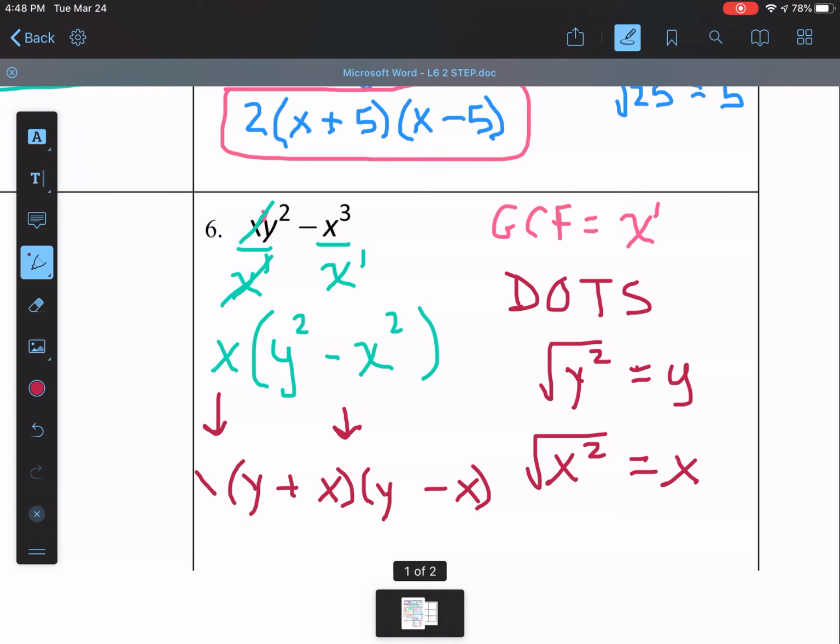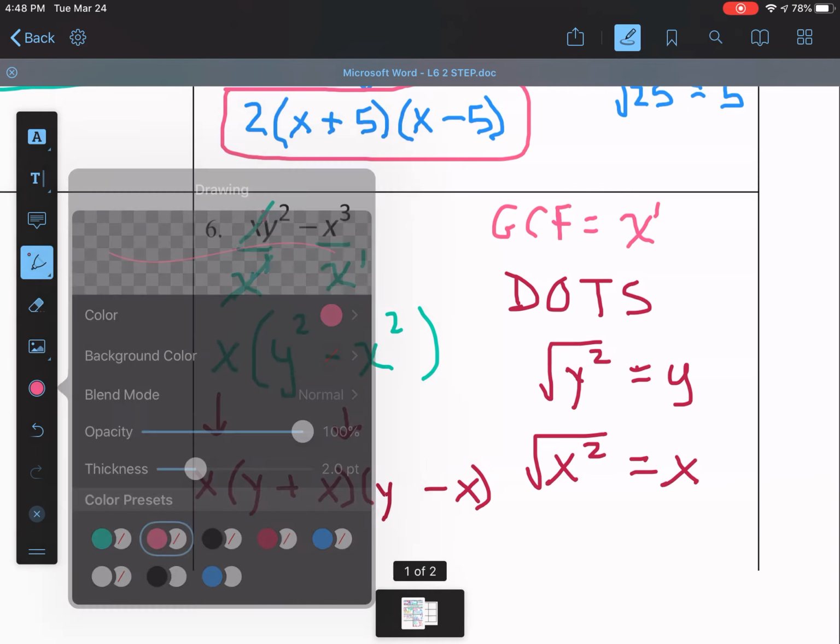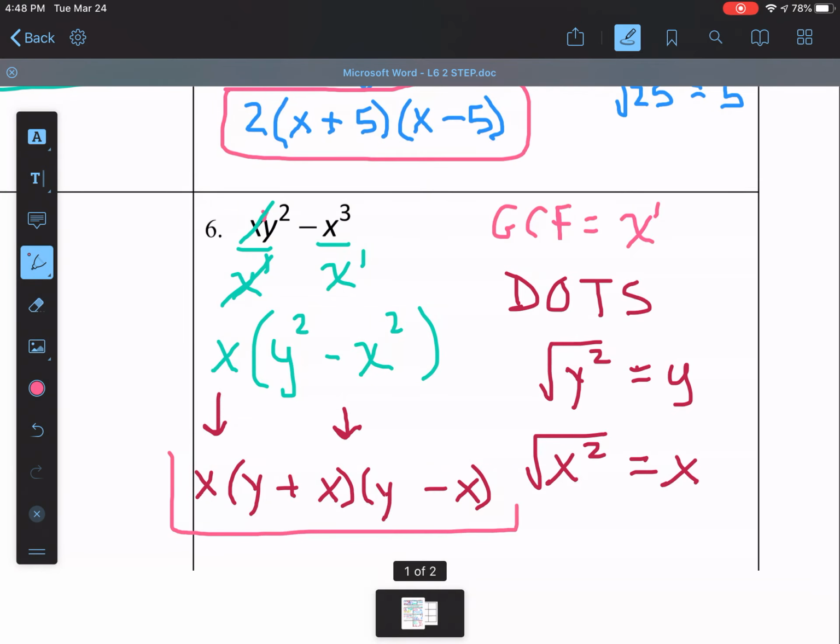And don't forget to bring down your original x from the beginning of the problem. Okay, so then this right here is our final answer. Okay, so this is the gist of what you're doing when you're factoring completely.